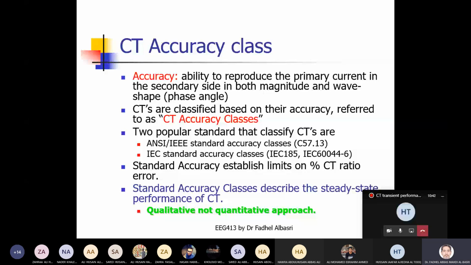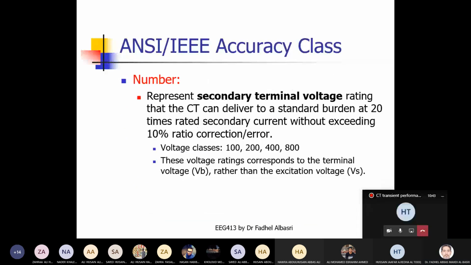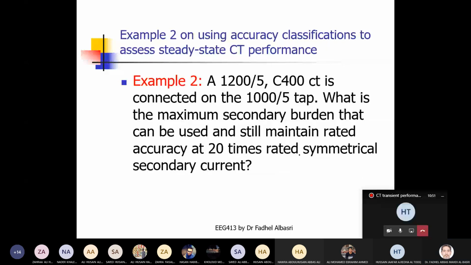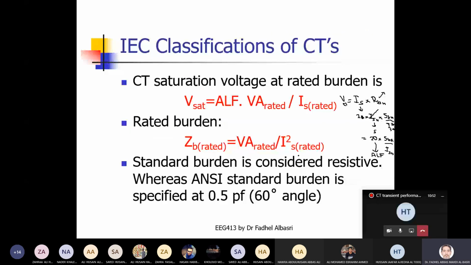And according to the 4 classes: C100, C200, C400, C800. And the burden, which is the standard burden in ohms, as I mentioned, is S burden nominal over I rated secondary squared. That gives me R burden, or here I put Z burden or R burden.